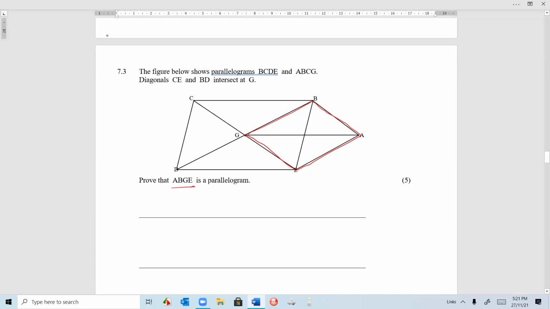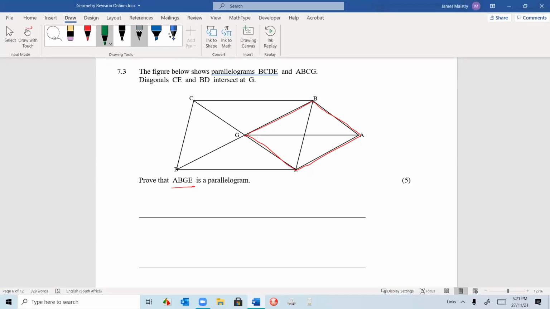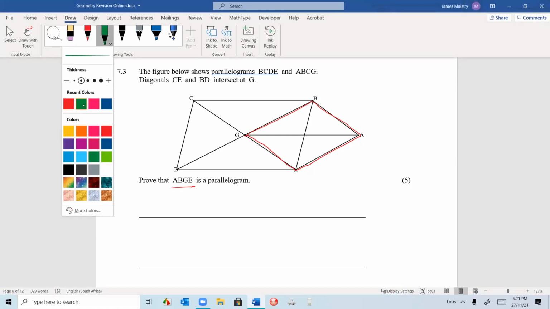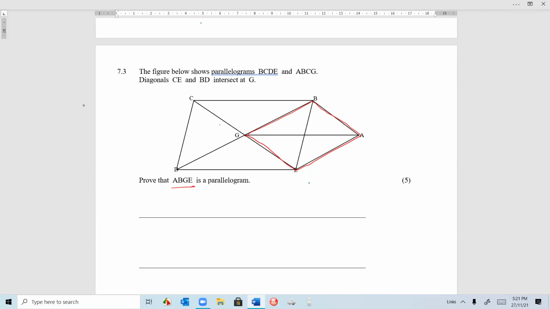We know that the diagonals bisect each other, that's equal to that. We also know that the opposite sides are equal, opposite sides are parallel. So we can also make a note. That's parallel to that.